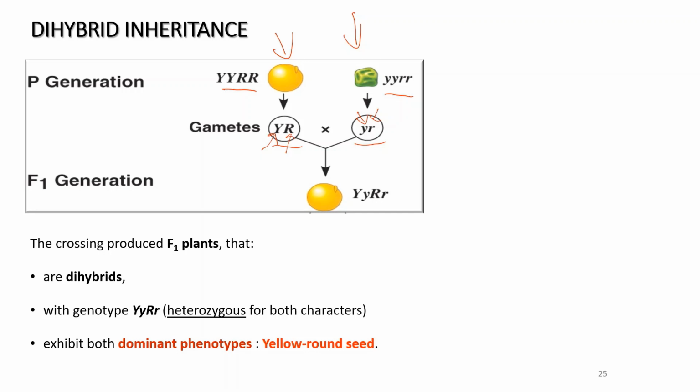Fertilization between gametes from both parents produces the F1 generation that is heterozygous for both genes. Therefore, 100% of the F1 generation would have the dominant phenotype, which is yellow round seeds.